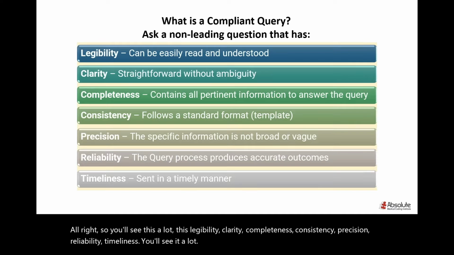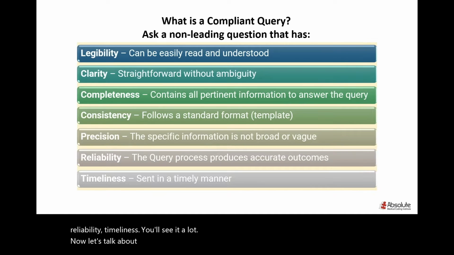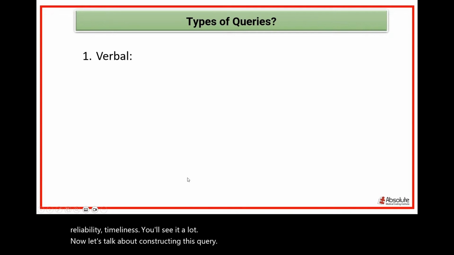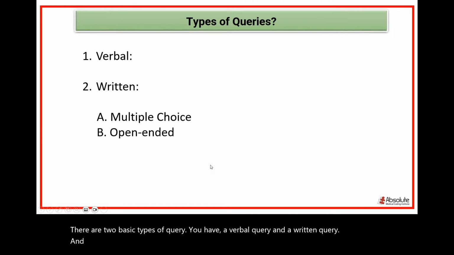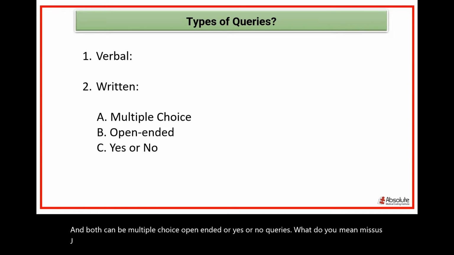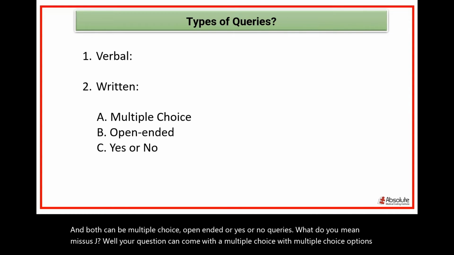Now let's talk about constructing this query. Well, there are two basic types of query. You have a verbal query and a written query. And both can be multiple choice, open-ended, or yes or no queries. What do you mean, Mrs. J? Well, your question can come with multiple choice options, open-ended options, or yes or no.